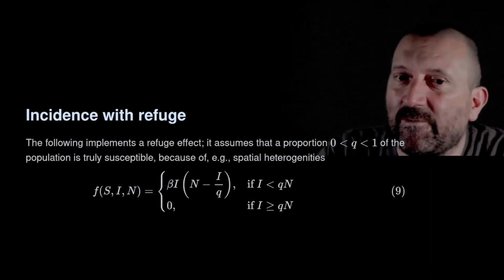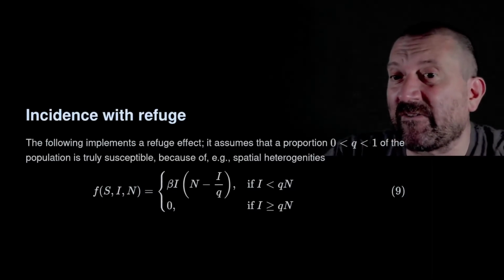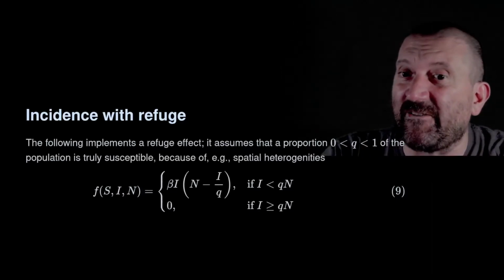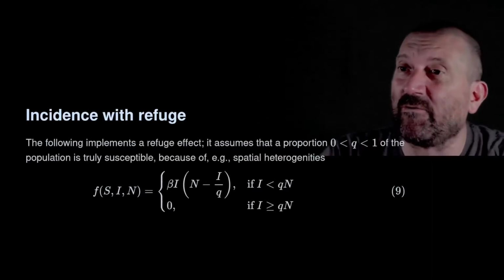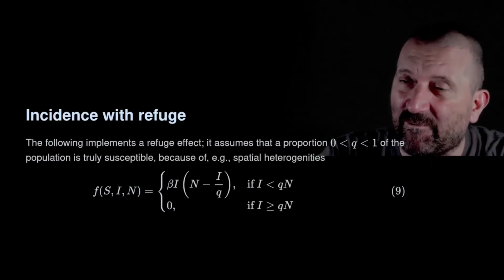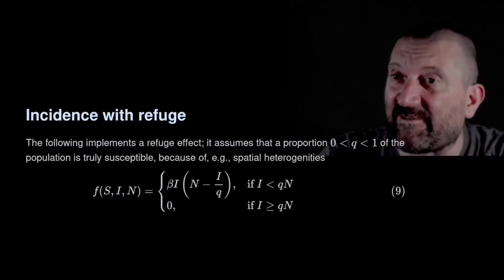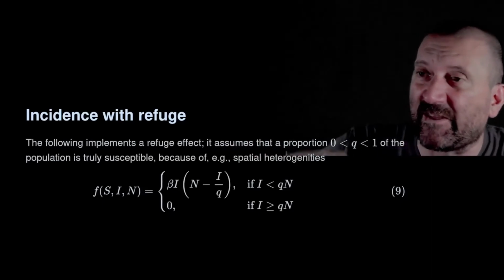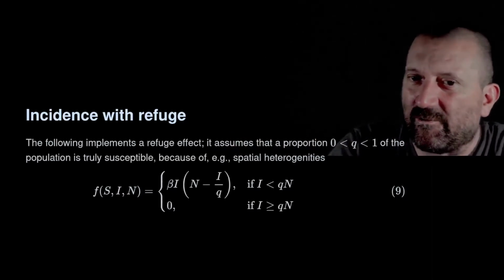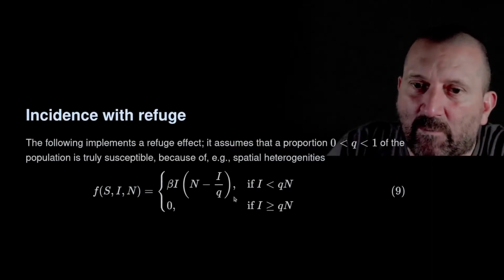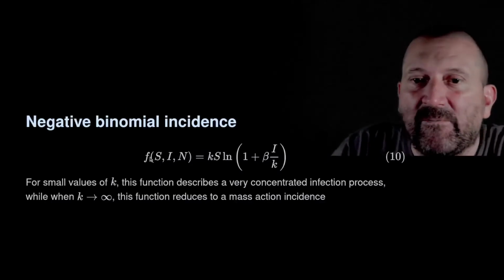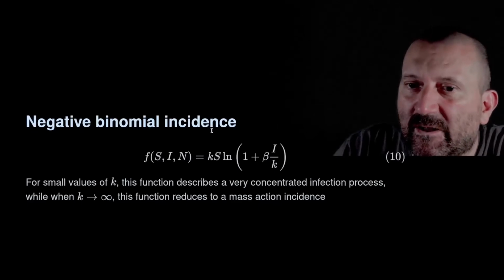You can assume that there is a refuge effect. So a certain fraction of a population is really susceptible. Others are not susceptible, and therefore there is, for instance, a spatial heterogeneity that makes some people not accessible to infectious. So that could be one way to model it. You can have negative binomial incidence.